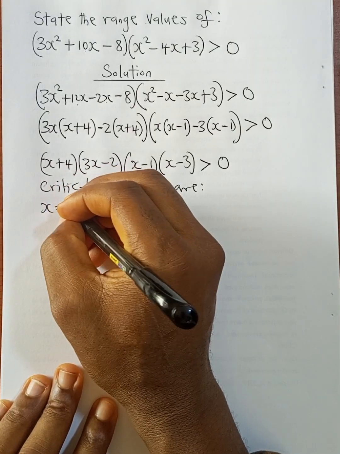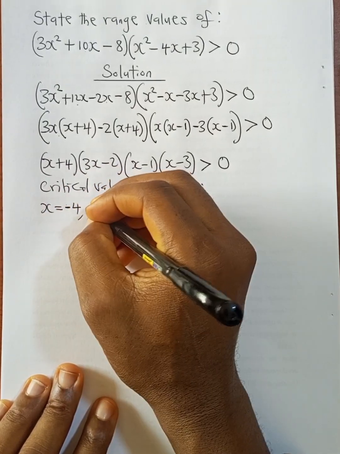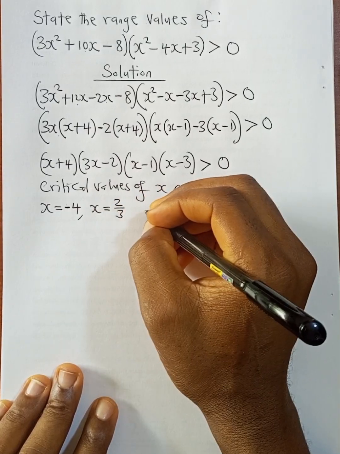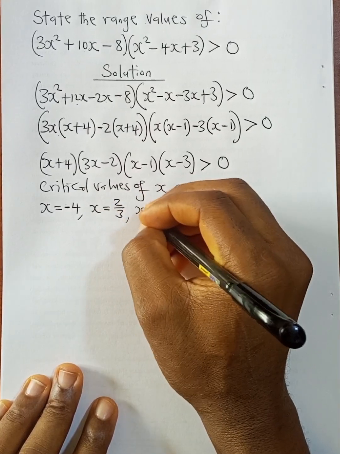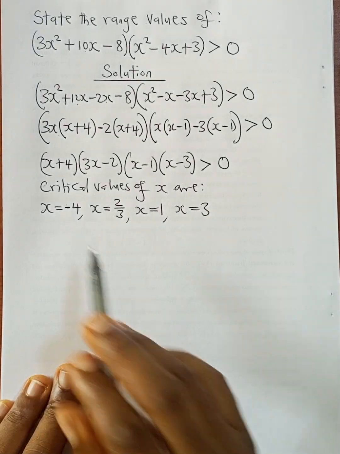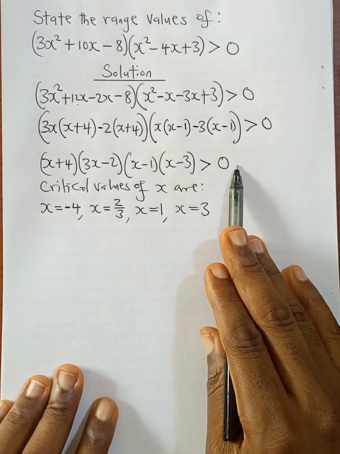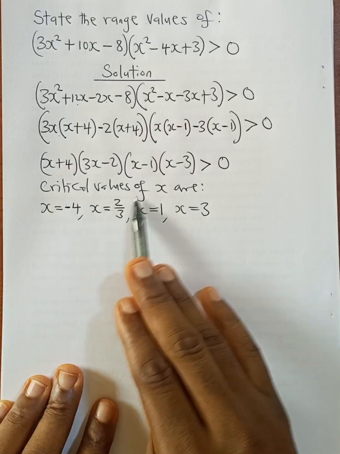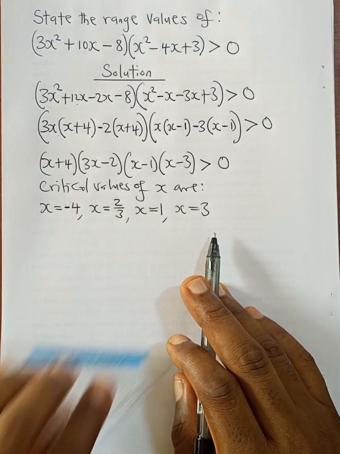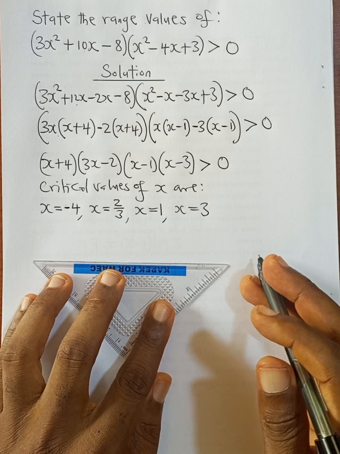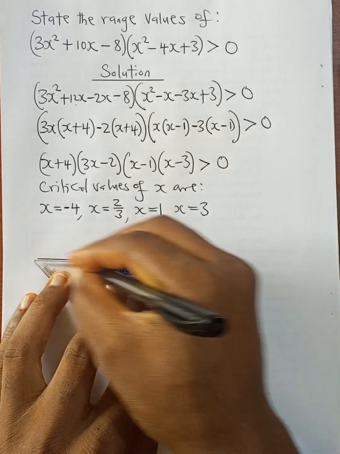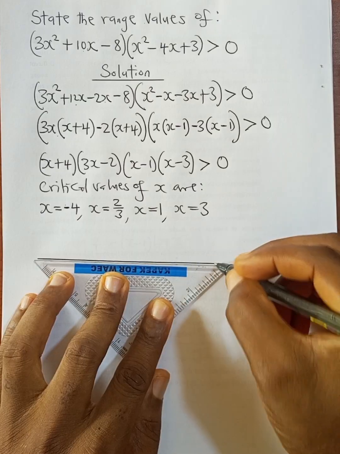That means x is equal to minus 4, x will be equal to 2 over 3, x will be equal to 1, and x will be equal to 3. So if this is to be equal to 0, these are the values of x. We call them critical values of x. It is this that we will now use to get the number line that will help us do the grading to know which side we are heading to.